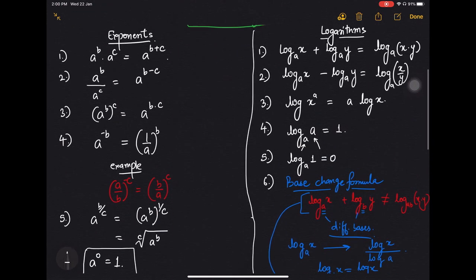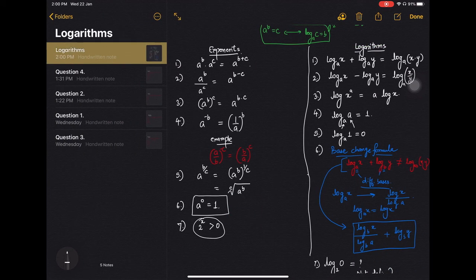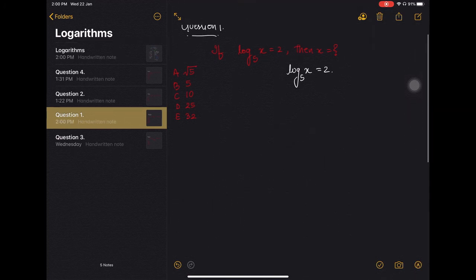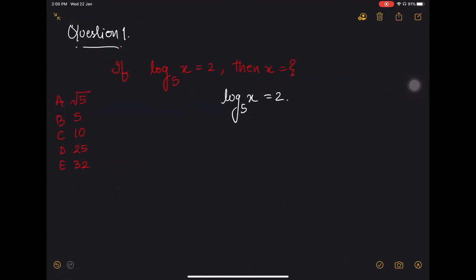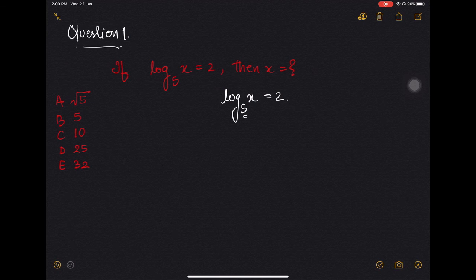Now that we have gone through all these rules, I have some examples, some questions that we can do, and hence we can practice the rules that we have learned. Question number 1 says that log base 5 of x is equal to 2. They're asking you what's the value of x. Let's read this again. It's as if the question is saying that 5 raised to power 2 is going to give you what result.